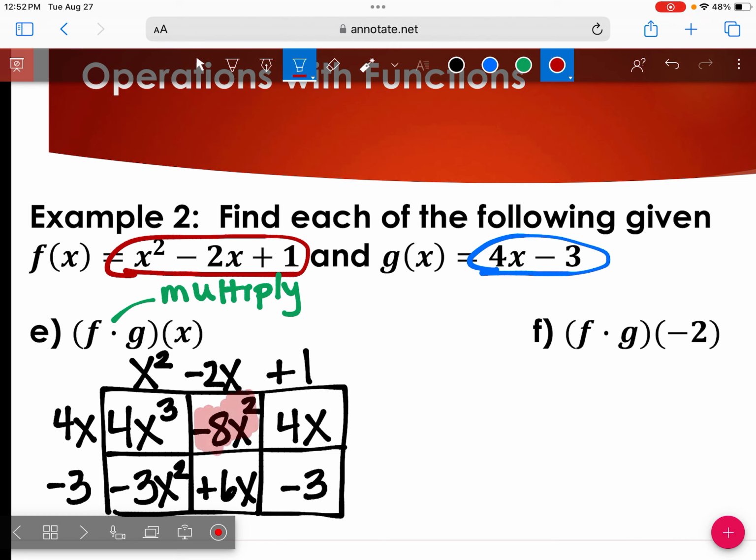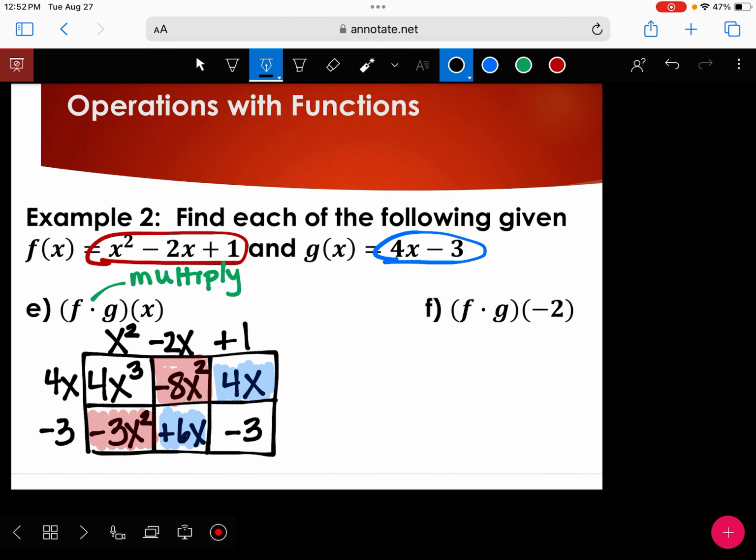Our like terms are at a diagonal. So this is a like term, these two, because they're both x squared. And then these two, because they're both x to the first.